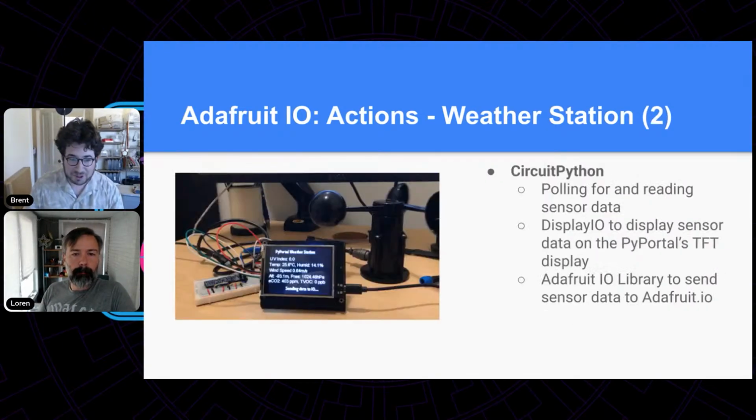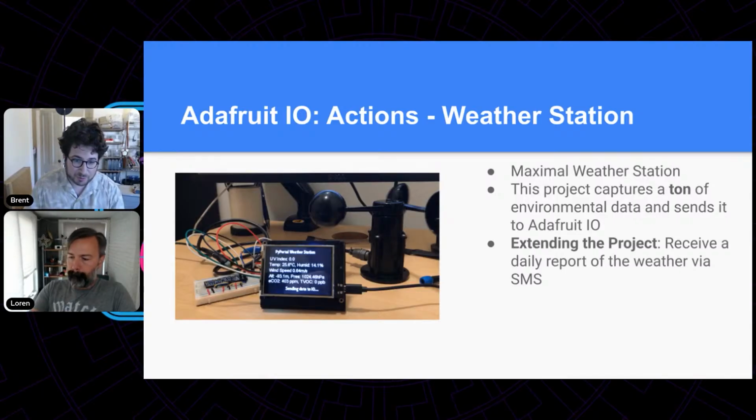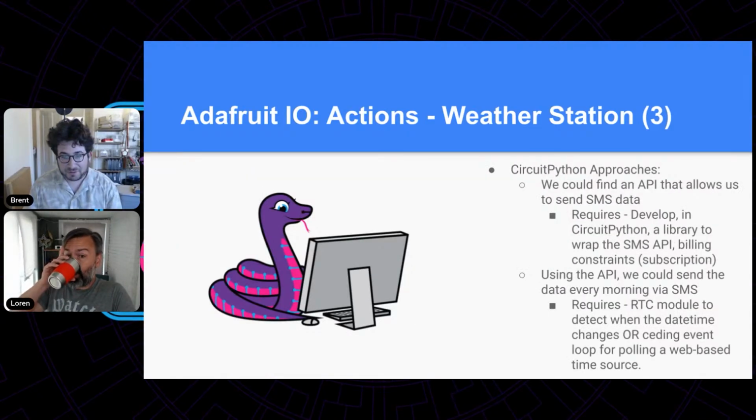So to do this project where we really want to receive a daily report of the weather from CircuitPython, we can develop or find an API that allows us to send SMS data. You need to wrap this API that you find online in CircuitPython. And it also requires these billing constraints. So very few services online are going to let you send SMS because that's a pretty common vector for spam. So you'll also have to handle that and handle wrapping the SMS API for some website or service you found into CircuitPython. And then you need to use that API so you can send data every morning through SMS.